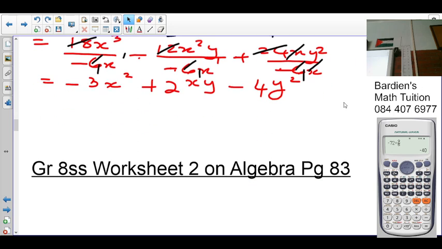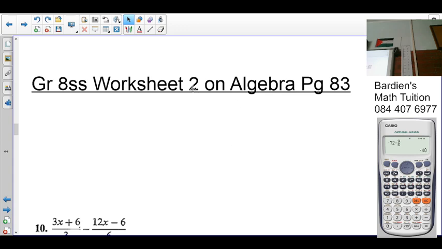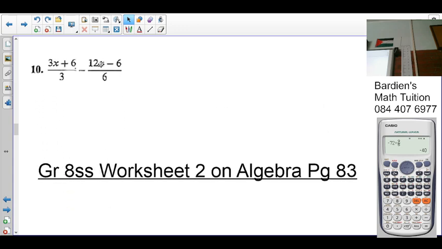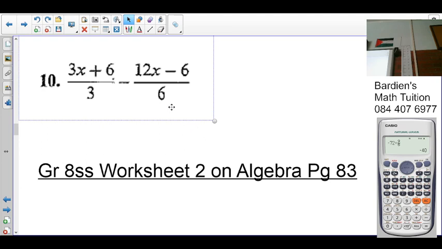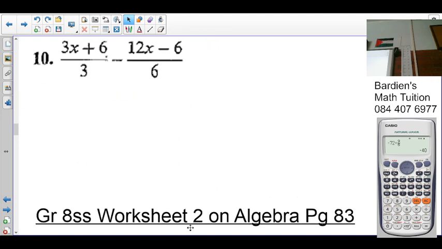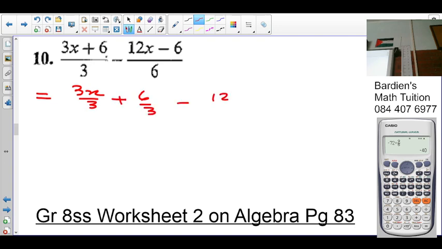No? The last one. Number 10. Are there any like terms in the numerator? No. So I can write each one over its own. So it's going to be 3x over 3 plus 6 over 3 minus 12x over 6 minus 6 over 6. Did you all write that? Anybody write something different? So you all got it wrong.